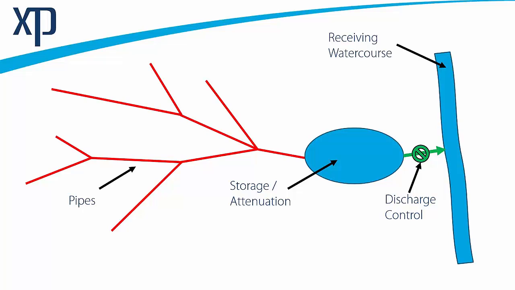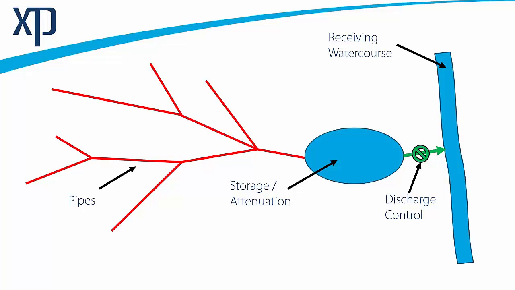So I'm going to be talking through a very, very simple system, just the design of a tank. Okay, so that's what we're going to be looking at. First, the design of the pipes, next, the design of the discharge control, and then finally the design of the storage or attenuation.